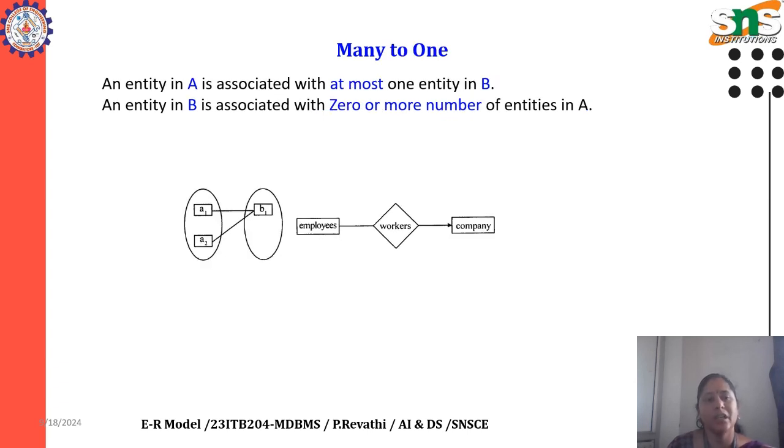Many to one. An entity in A is associated with at most one entity in B. An entity in B is associated with zero or more entities in A. Many employees work in one company. Employees, works, company. For example, many employees can work in one department, but each employee works in only one department.